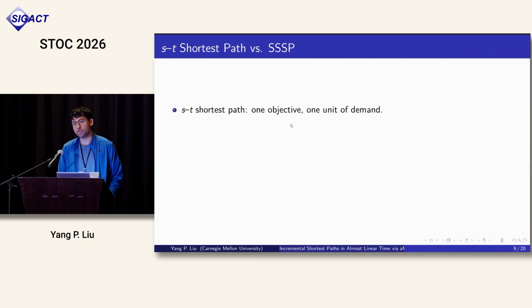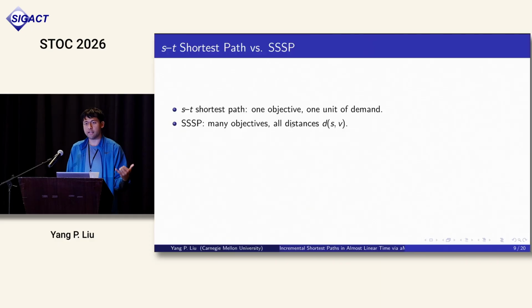So now how does this relate to single source shortest path? Well, ST shortest path is 1 unit of demand, so this is captured by prior works. On the other hand, in single source shortest path, you care about a demand from S to every other vertex. You care about a bunch of pairs, so you can't just run this algorithm for all pairs. That wouldn't make any sense.